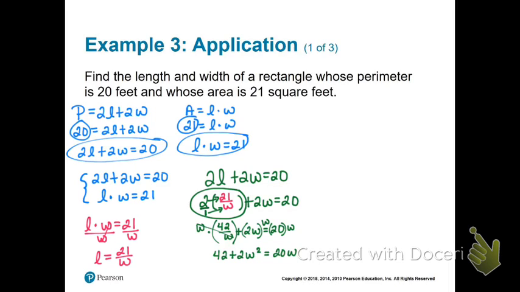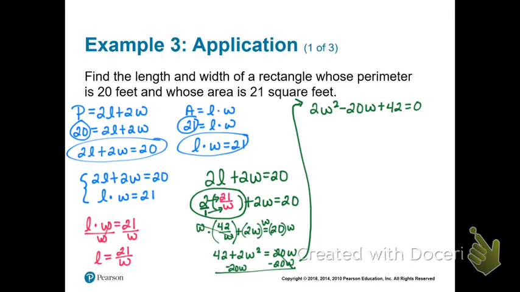And now what do we do when we have a W squared and a W? What do we do when we have two different forms of the same variable in an equation? Put them in descending order of their exponents, because we want to factor and we need the equation set equal to 0. So let's move this 20W over and put them in descending order. I'm going to put 2W squared minus 20W plus 42 equals 0.